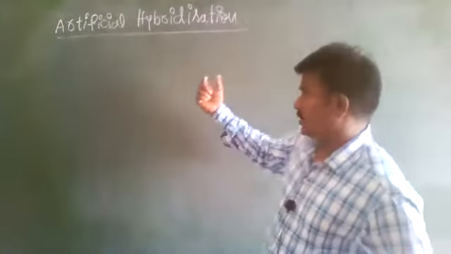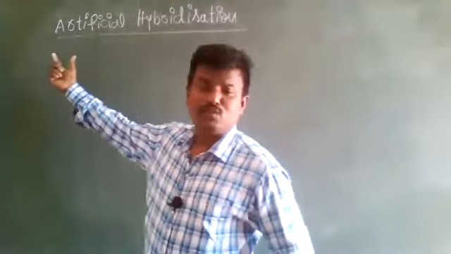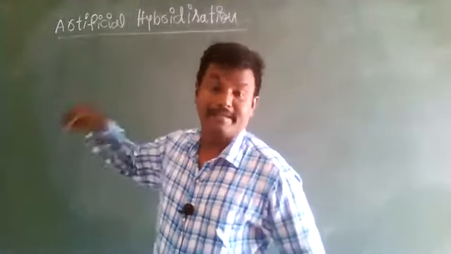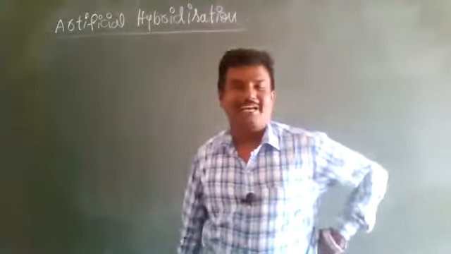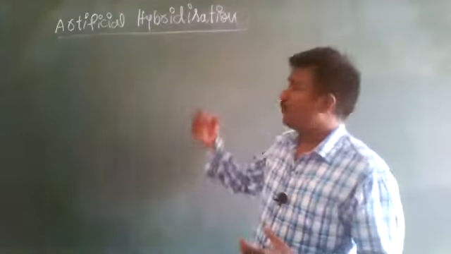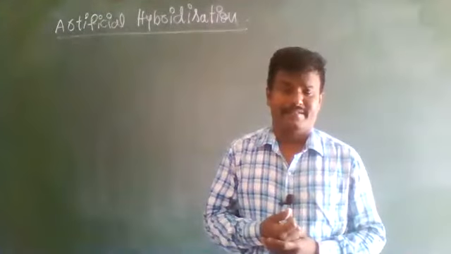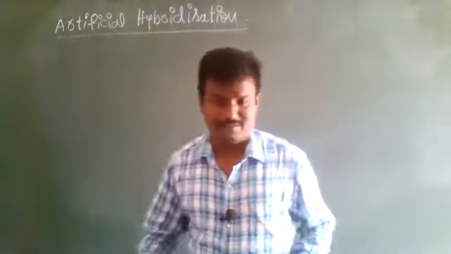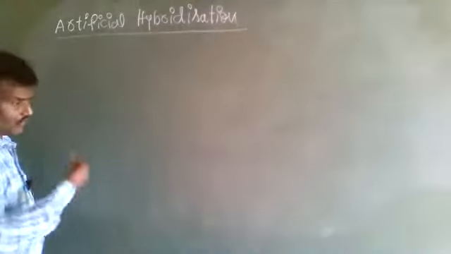Artificial hybridization. So artificial means what? With the help of plant breeders. Hybridization means what? Breeding process. See here, it is one of the important techniques for improvement of various kinds of crops. That is called artificial hybridization.